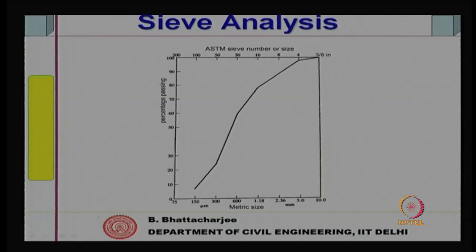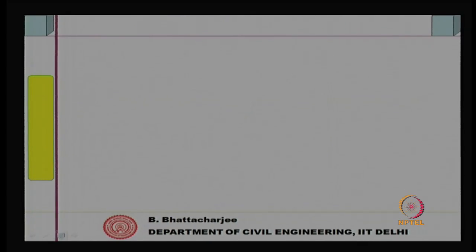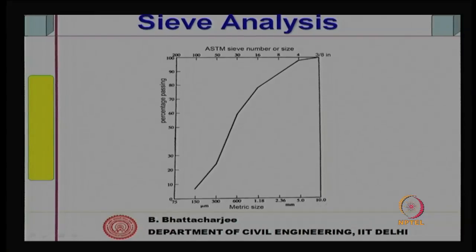So, we do sieve analysis, as I said earlier, to find out the grading, and this is a typical sieve analysis result. What it shows is percentage passing versus size: 175 micron, 150, 300, 600, up to 10 mm size. 100% is passing along 10 mm and so on. This is the sieve analysis or grading curve for 10 mm MSA aggregate. Similar things you can plot for 20 and 40 mm also, and this is in ASTM sieve number or size, in inches: 3/8 inch, then number 4, number 8, number 100, number 200 sieve. This is normally the standard, most of the standards use this.